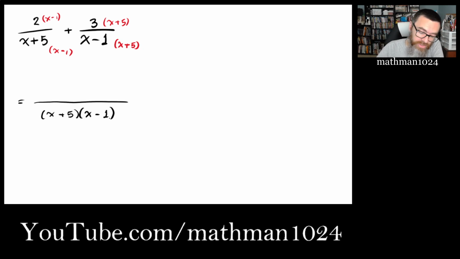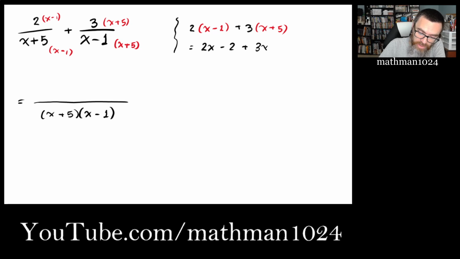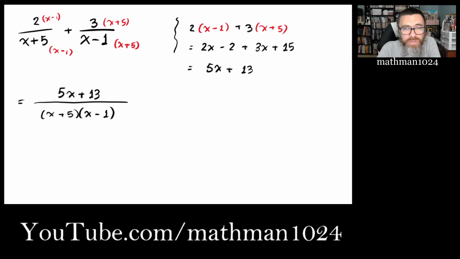Now the numerator is stuff that we can just kind of work out here off to the side, so that would be 2 times x minus 1 plus 3 times x plus 5. And so we just work this out, 2x minus 2 plus 3x plus 15, and altogether this is 5x plus 13. And that is how we would end up with our expression.